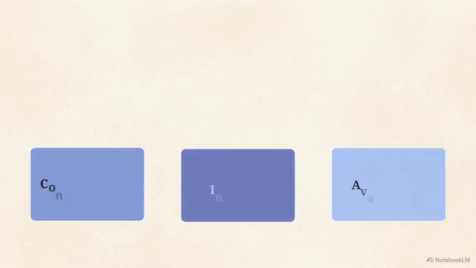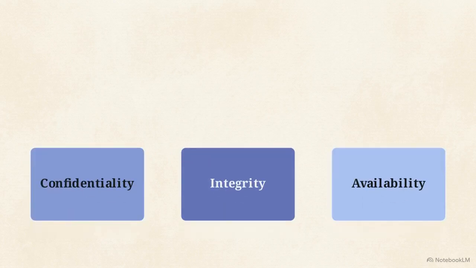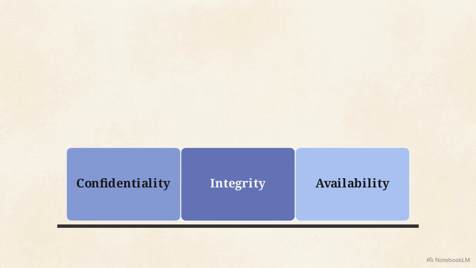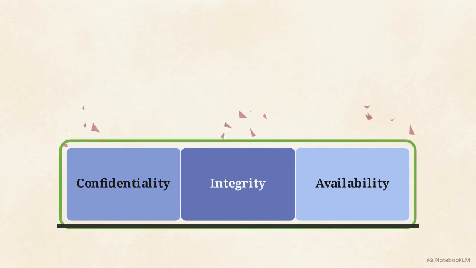We start with the core model of information security, the CIA triad. These three pillars, confidentiality, integrity, and availability, form the structural base of data protection. Each counters a specific threat. Confidentiality prevents unauthorized exposure. Integrity prevents improper alteration. Availability ensures systems avoid downtime.